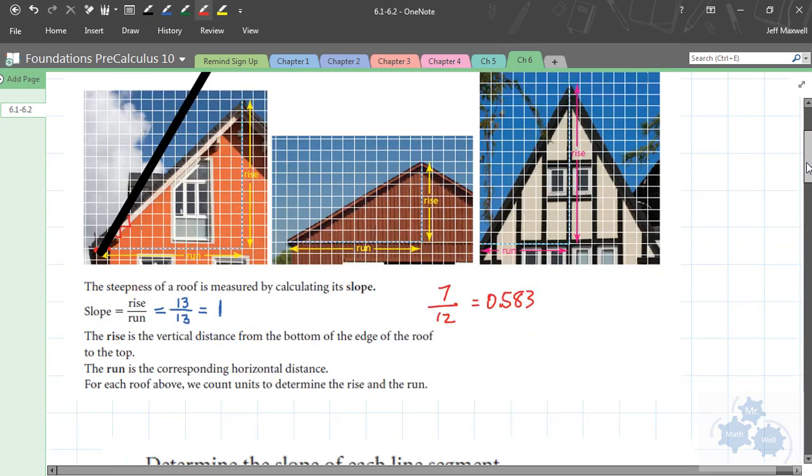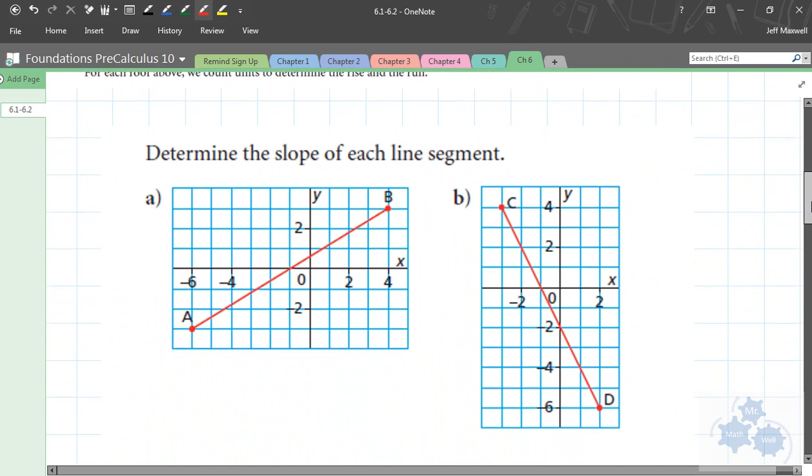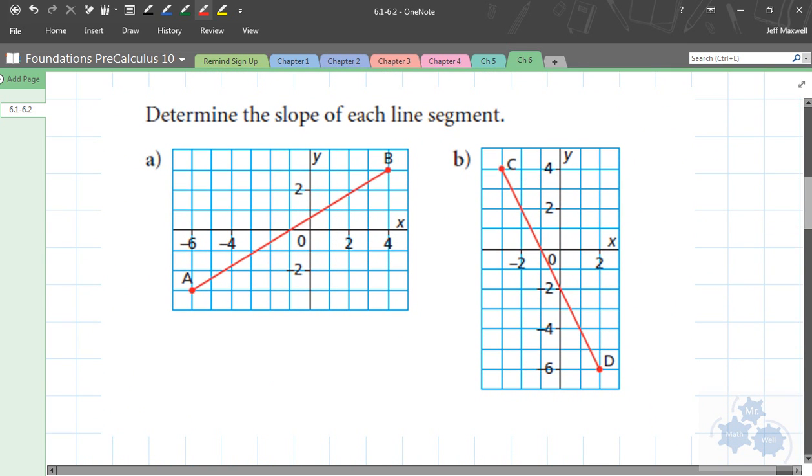All right, that's easy. So if I asked you to determine the slope of these lines, could you do that? A, go ahead, take 20 seconds and do A. Find the slope of A.